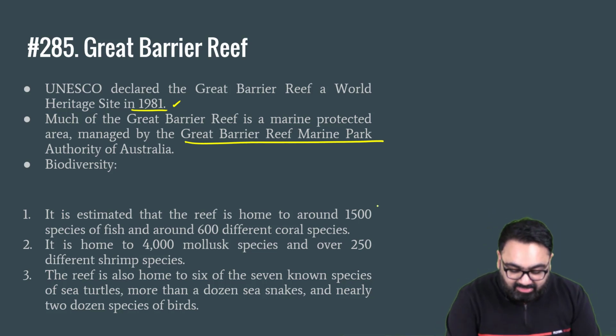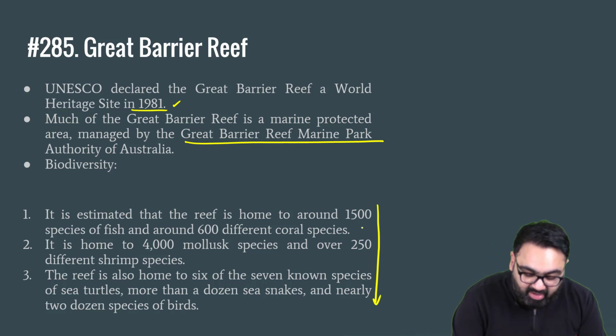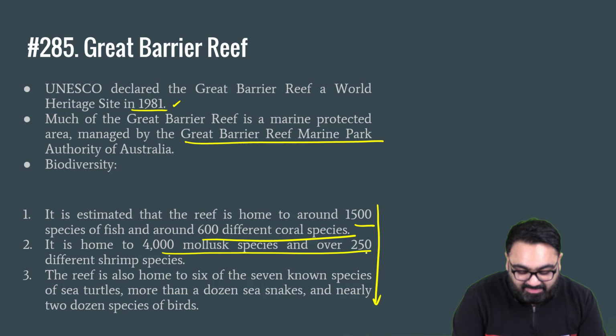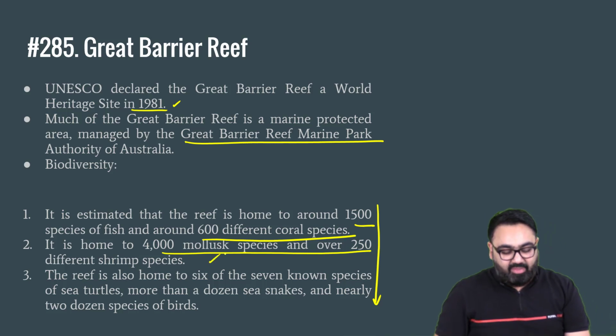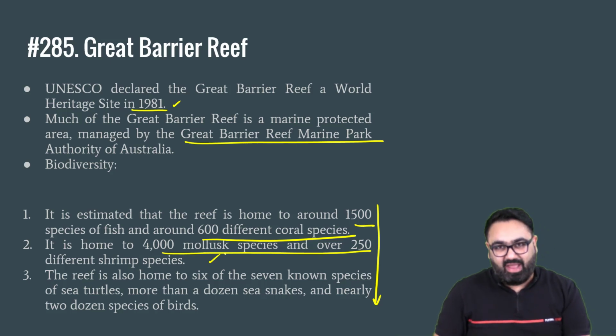Here are a bit of details about the biodiversity seen in the Great Barrier Reef. It is home to around 1500 species of fish and 600 different coral species, home to around 4000 mollusk species and 250 shrimp species as well. There are many other sea turtles and sea snakes also found in the Great Barrier Reef.